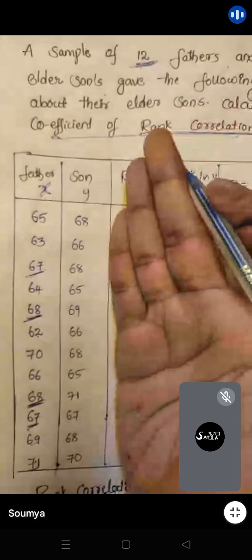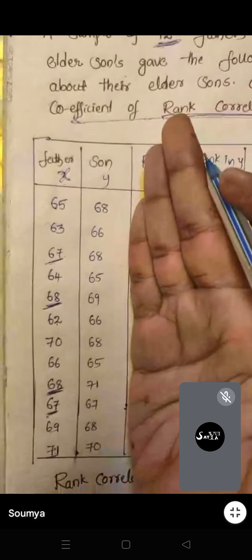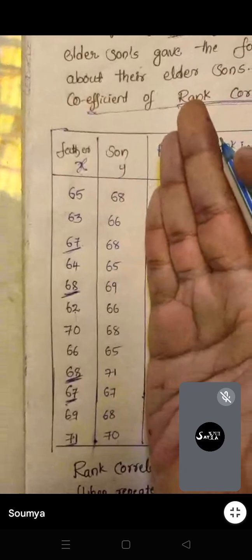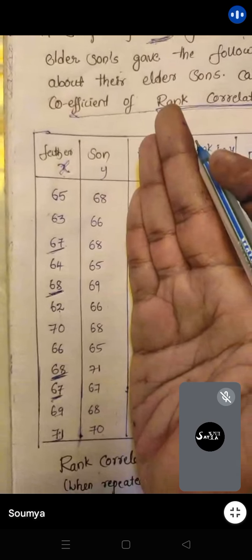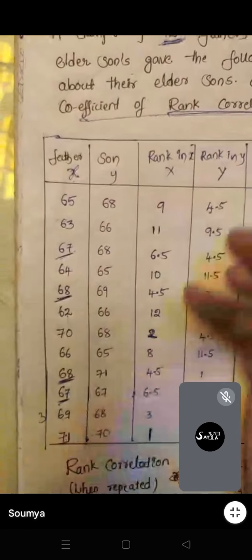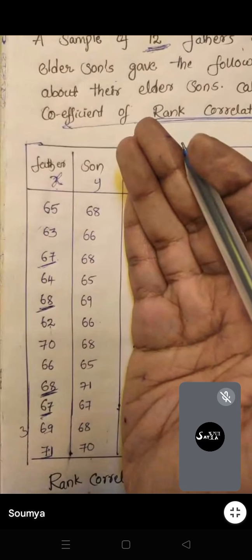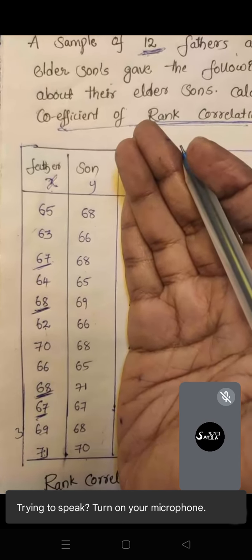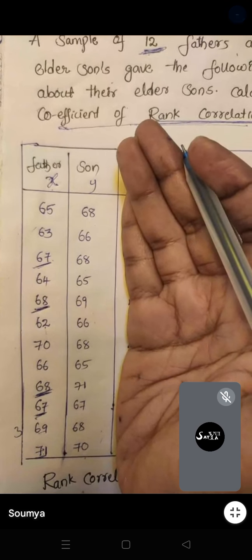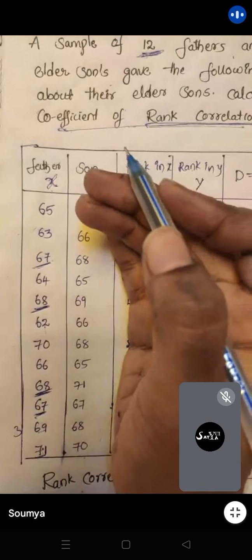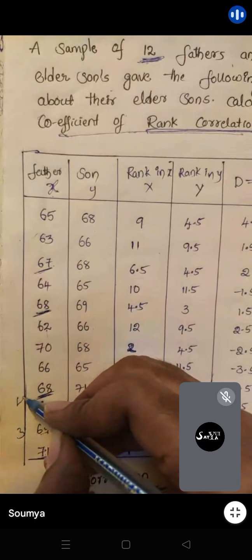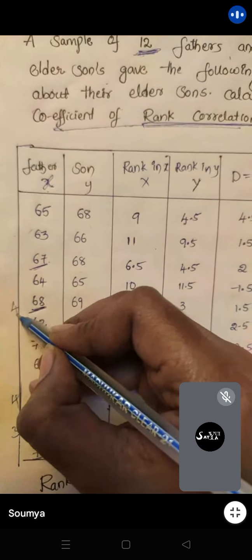Next one. Okay. That is third rank. Next one. After 69, what is the term? 68, ma'am. Yes, 68. Here we have also 4th rank.